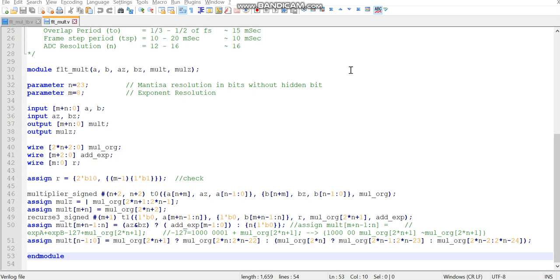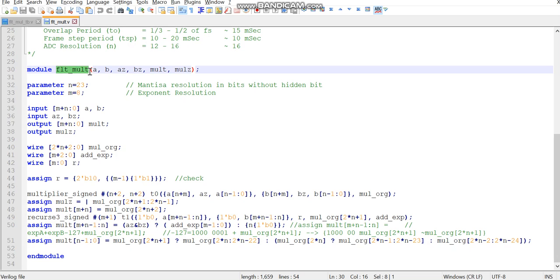This video shows the simulation and working model of floating point multiplier. So the floating point number representation has sign bit, mantissa bits and the exponent bits. The number of bits required for each part depends on the precision required. Here we are considering the single precision floating point number representation, which has 1 sign bit, 8 exponent bits and 23 mantissa bits with 1 hidden bit.